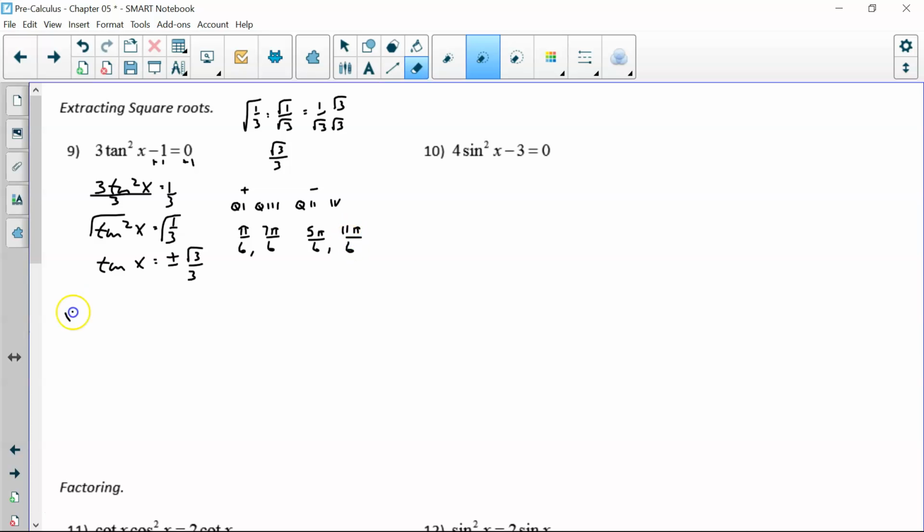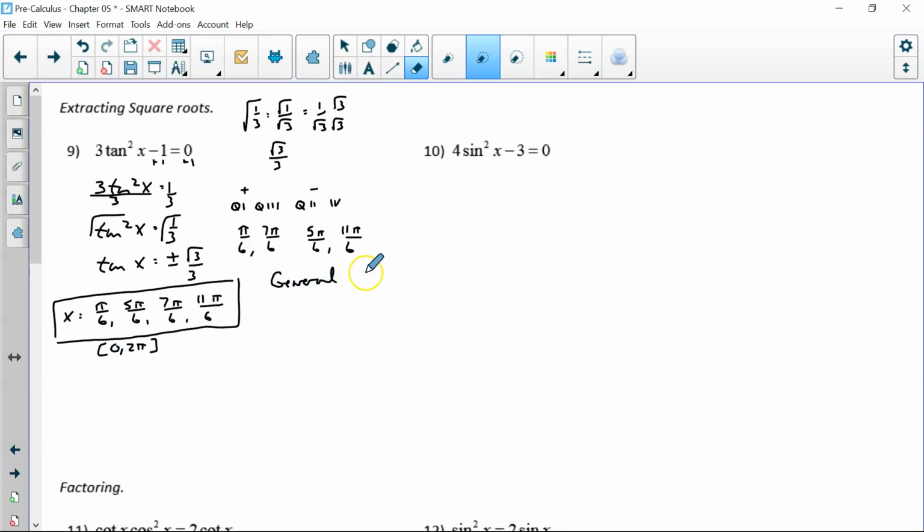So now, x equals, if we're looking at from 0 to 2 pi, pi over 6, 5 pi over 6, 7 pi over 6, 11 pi over 6. So just put them in order. That's our solutions from 0 to 2 pi. We're in every quadrant.